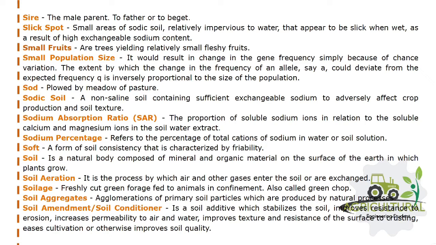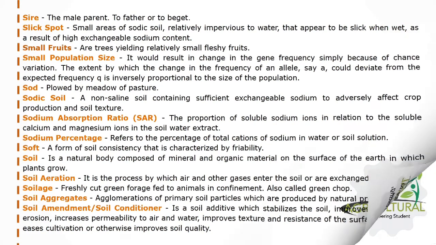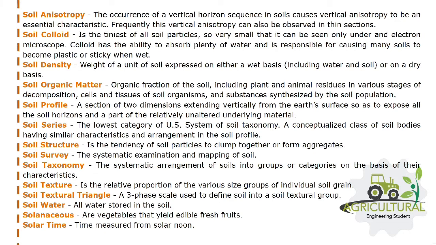Soil amendment, soil conditioner, is a soil additive which stabilizes the soil, improves resistance to erosion, increases permeability to air and water, improves texture and resistance of the surface to crusting, eases cultivation or otherwise improves soil quality. Soil anisotropy, the occurrence of a vertical horizon sequence in soils causes vertical anisotropy to be an essential characteristic. Frequently this vertical anisotropy can also be observed in thin sections.